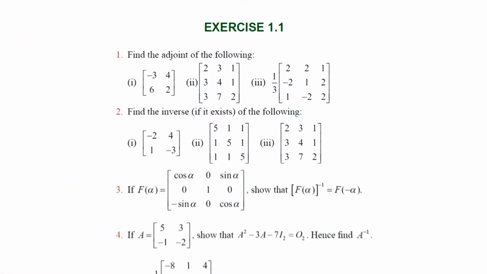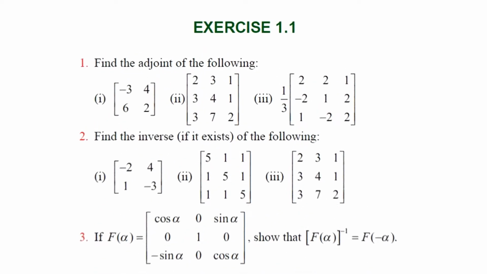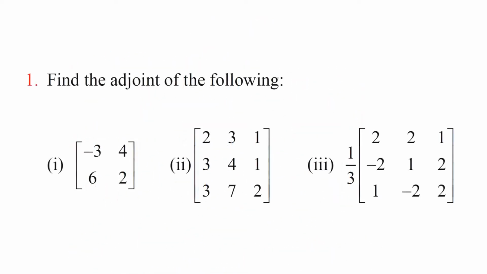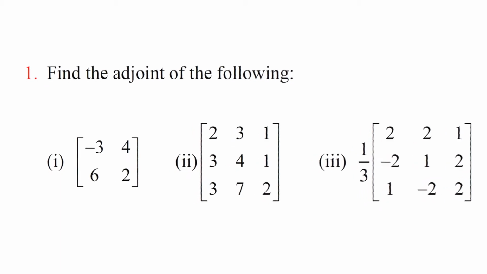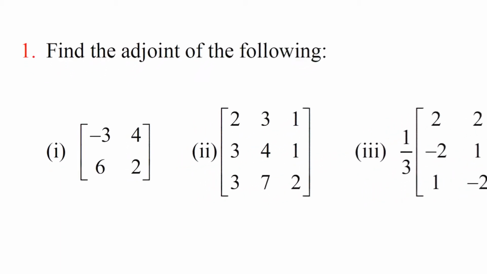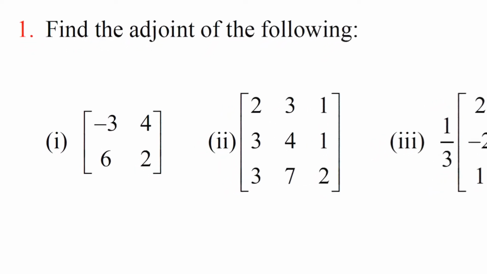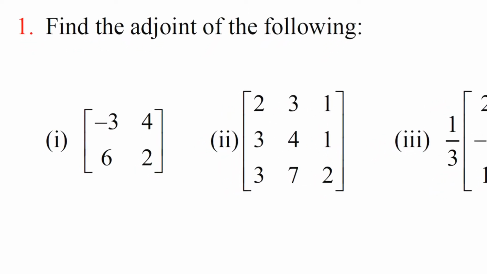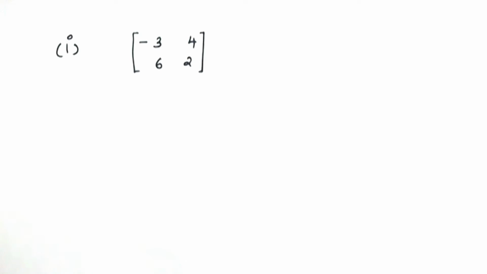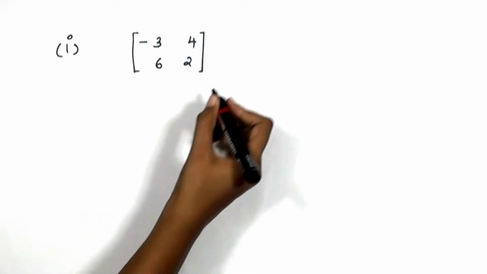Exercise 1.1. Find the adjoint of the following. A square matrix A is given as -3, 4, 6, 2. So it has 2 rows and 2 columns. So in order to find the adjoint, we'll be finding out the cofactor matrix. For this, we'll follow a sign convention.